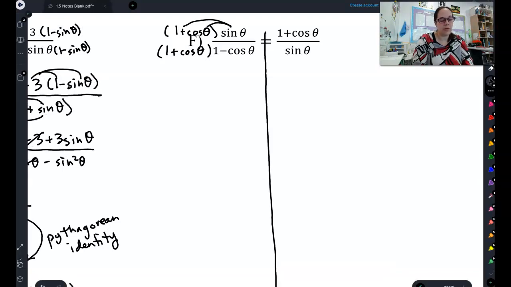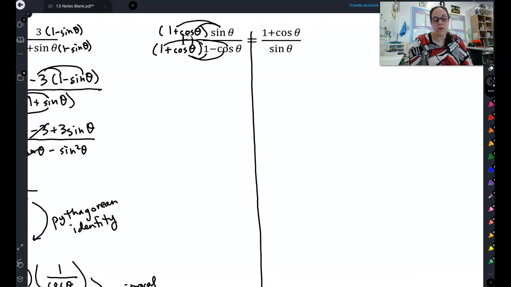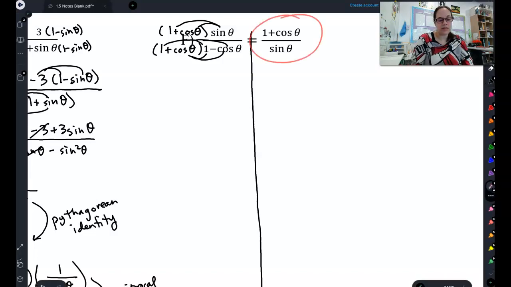Start by distributing that and FOILing or distributing this. See what you get, and then see if you can use your identities from there to simplify to this. Pause the video for this very last problem, try it out on your own, and then we'll be done.